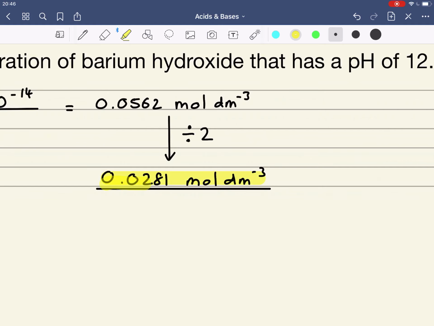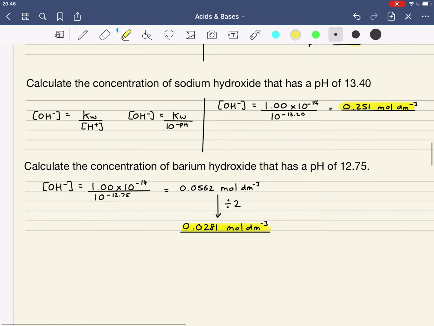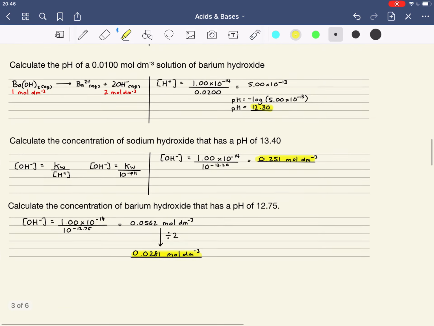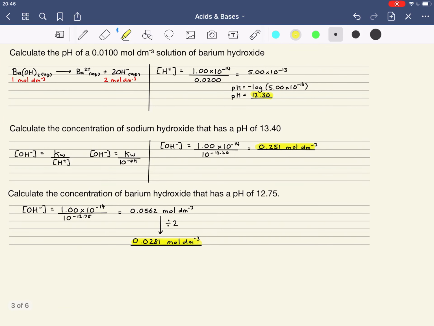So in this particular video, we've looked at how we can work out the pH of a strong base, given the concentration of a strong base, and how to calculate the concentration of a strong base, given its pH.